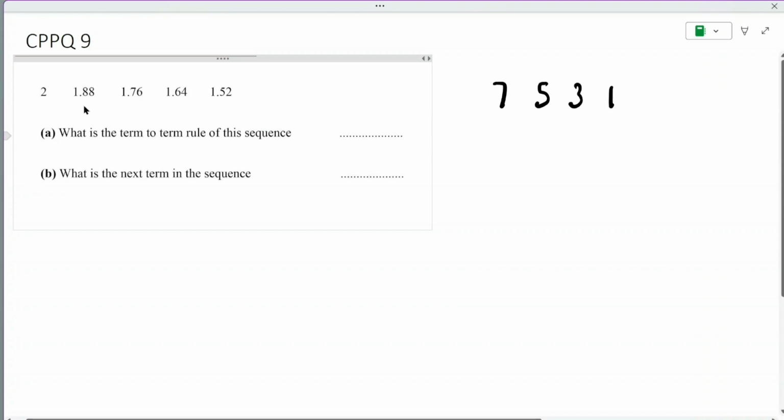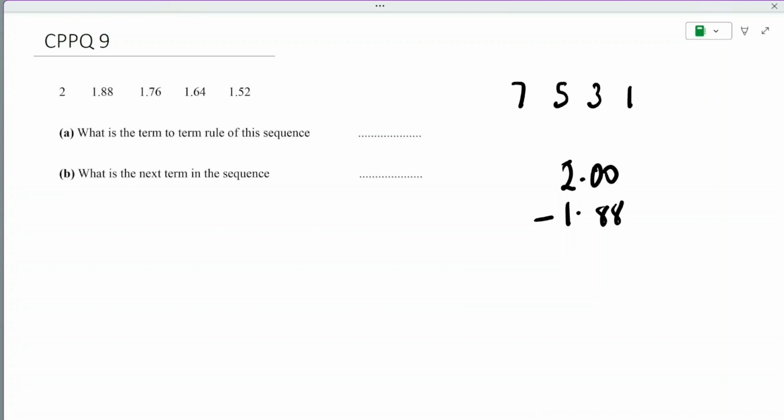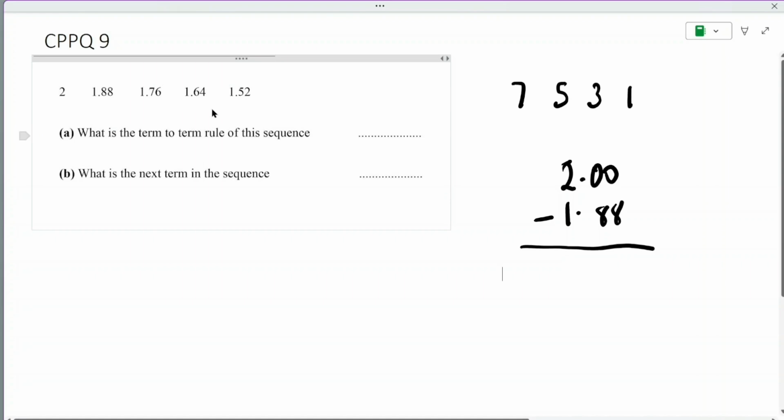Same applies to this. You have 2 dropping to 1.88. That means to get the term-to-term rule, you will just do 2 minus 1.88. So you have 2 and you have 1.88 below. You subtract. You can make this 2.00. This is not just a sequence question only. It's a question that tests if you're still good at subtracting and or adding decimals. So we have 2.00 minus 1.88. 2 is a whole number, so we leave it in front, decimal behind, and you have 00. This is a test of your knowledge of subtracting decimals in this case.